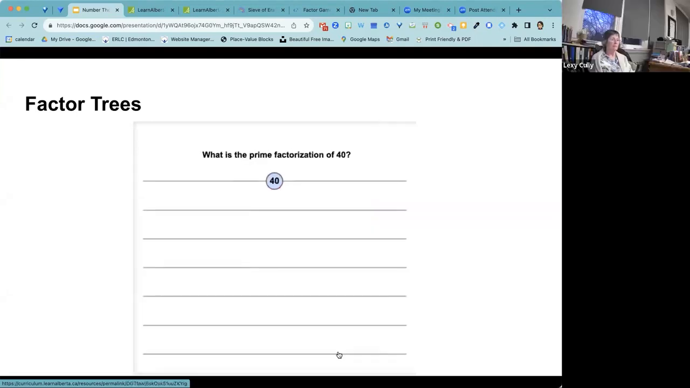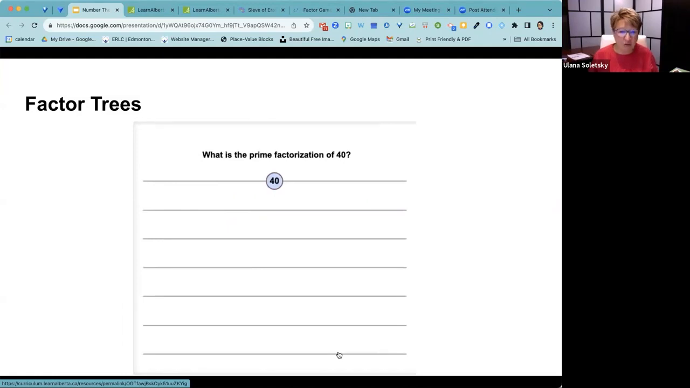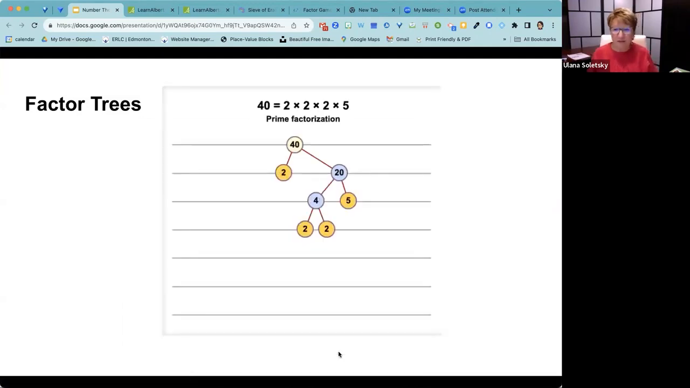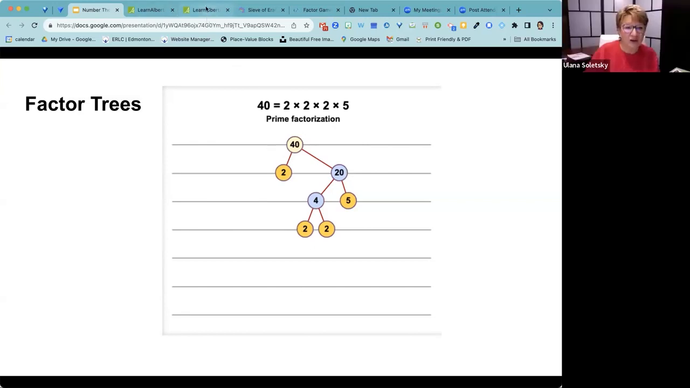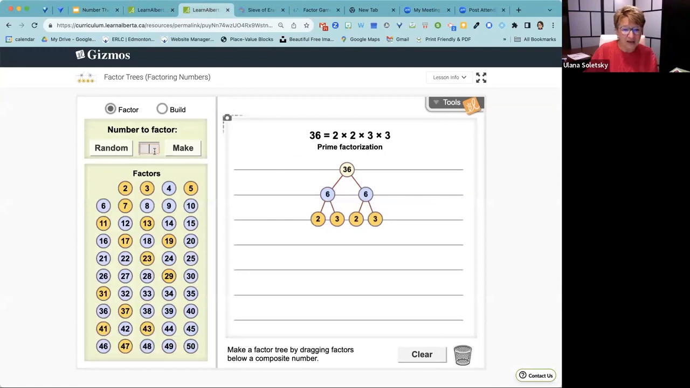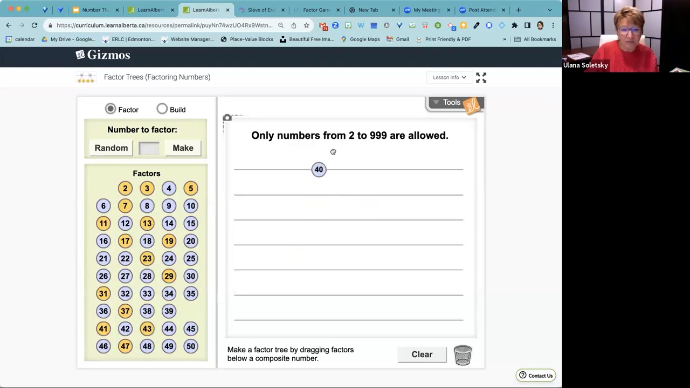Same thing. What is the prime factorization of 40? Well, the way I have figured it out, the way I did 2 times 20, and then I broke down the 20 into 4 times 5, and then I broke down the 4 into 2 times 2. There are many ways I could have done that. I could, if I go up to here again, I could just say clear this. I could say choose the 40.